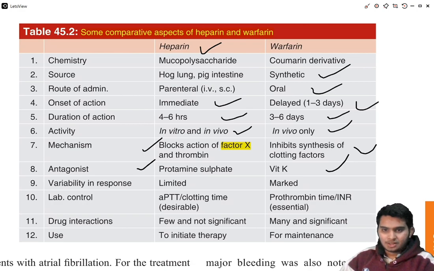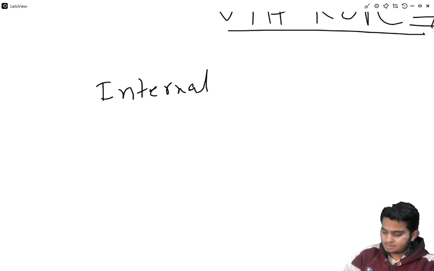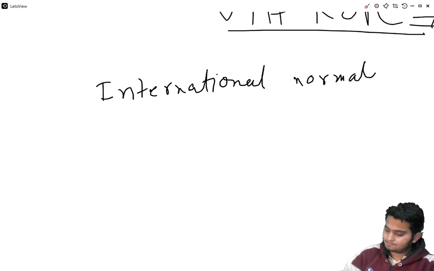Variability in response is limited with heparin, while with warfarin it is marked. Lab control: APTT monitoring is required for heparin, as we have discussed earlier, and for warfarin, prothrombin time and international normalized ratio is needed.